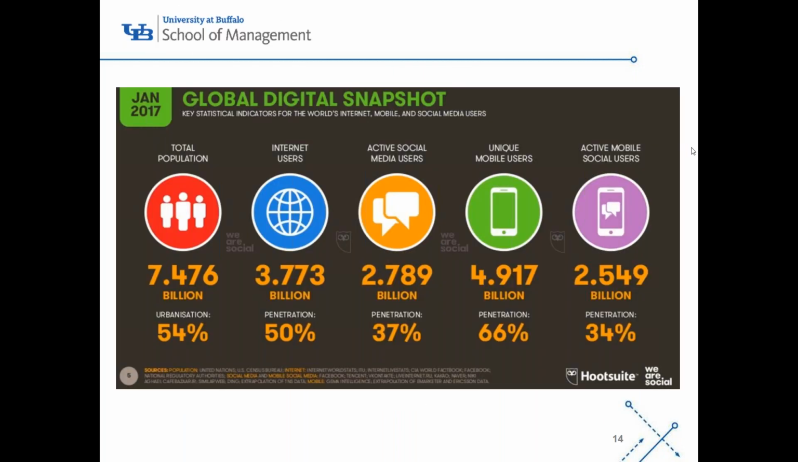And this stat, again, a little over a year old, but this is a global digital snapshot just to show you the penetration of technology in our population of 7.5 billion people on the earth. Over 50% penetration in internet use. And if you look at 66% of the world population has a cell phone.